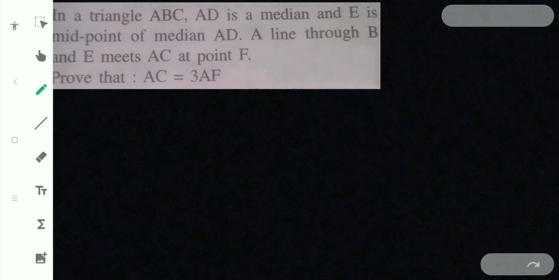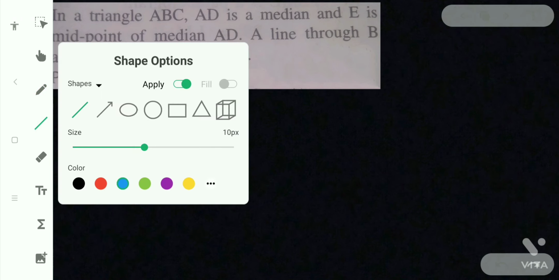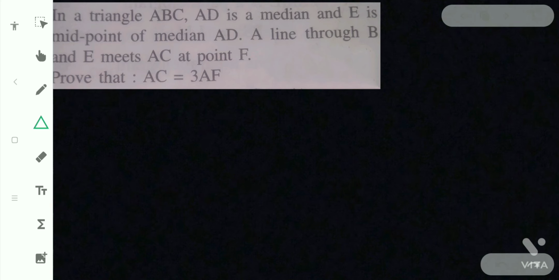In triangle ABC, AD is median and E is midpoint of median AD. A line through B and E meets AC at point F. Prove AC is equal to 3AF. So that's what they asked to prove. Let us prove it. Before that, have a look at it. You can pause the video and think how to solve it. Hope you have done that.